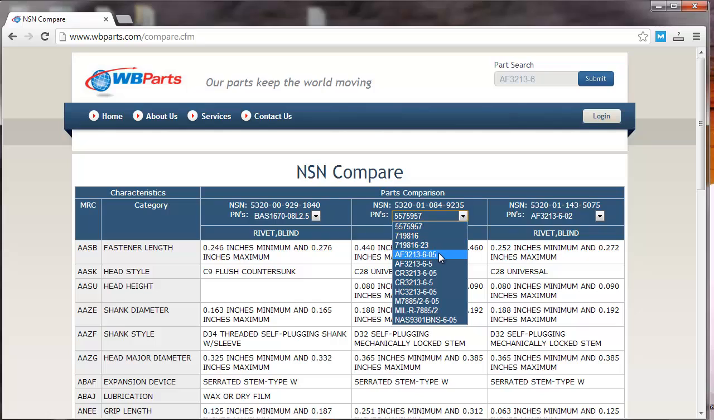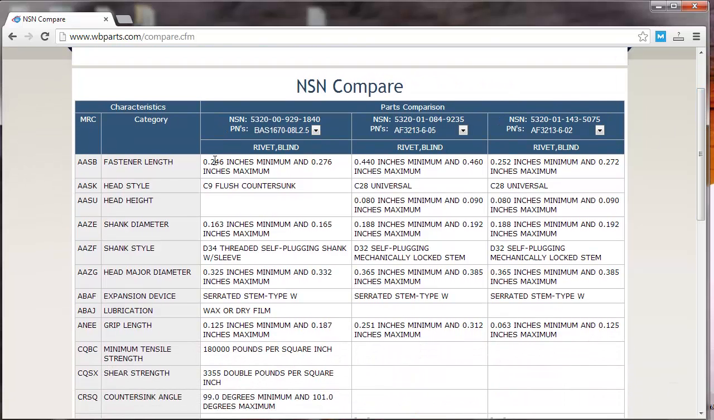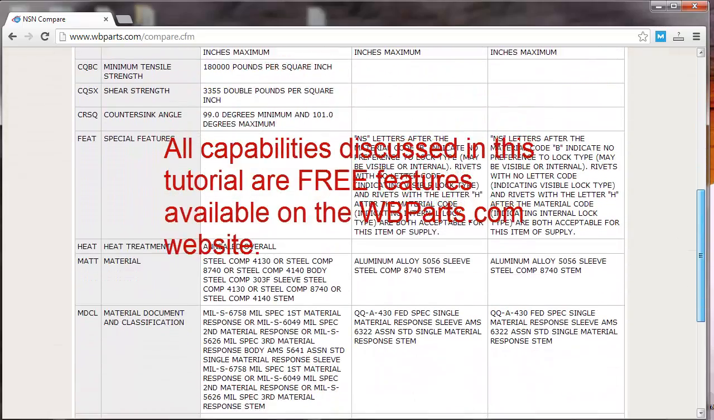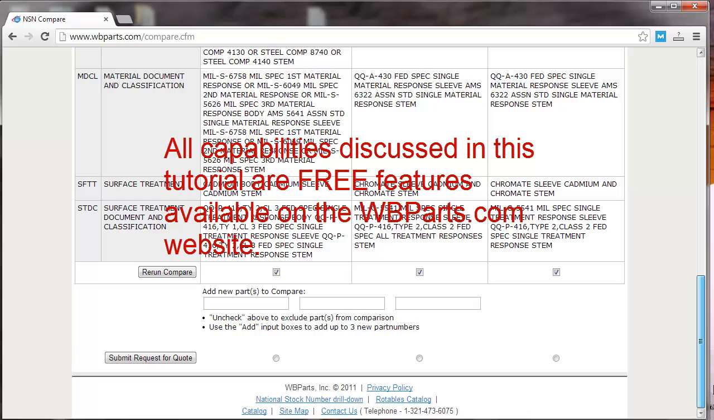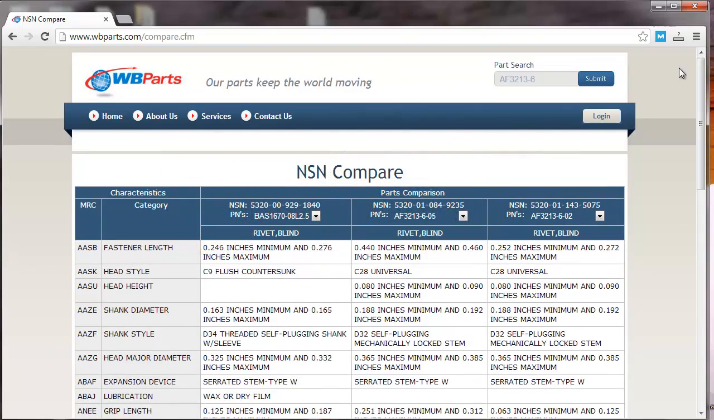Let's re-identify my manufacturing part number by clicking that. And now I compare these three guys side by side, and I can see again where they're different and where they may or may not be the same. So this compare tool is an absolutely fantastic tool that we use here at WBParts all day long. We released this capability on our public website about a year ago, and to date we have had 125,000 users come in and use the tool.